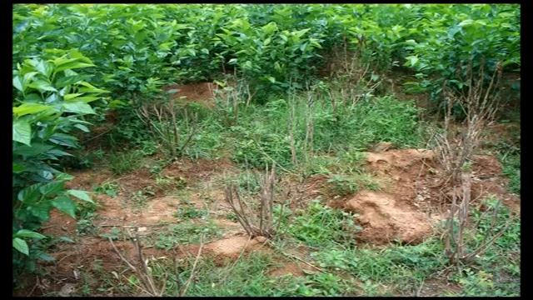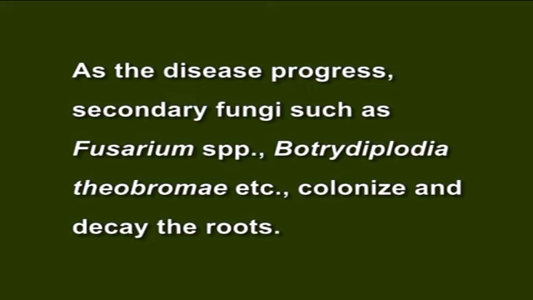The disease initially appears in few plants as isolated patches, which acts as infective centers, leading to mortality of well-established plants within a short span. As the disease progresses, secondary fungi such as Fusarium species, Botryodiplodia theobromae, etc. colonize and decay the roots.